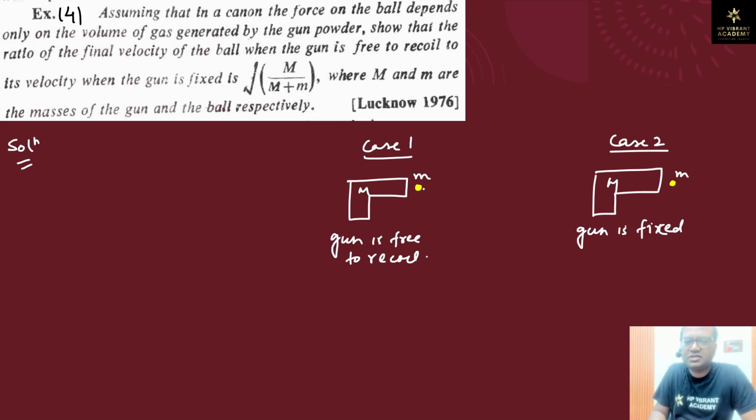So let us consider small v as the actual velocity of the ball in case 1 where the gun is free to recoil, and small u be the velocity with which the gun recoils. In case 2, there is no recoil velocity. Let us consider capital V as the actual velocity of the ball. Since it is given in the question, the force on the ball depends only on the volume of the gas generated by the gunpowder.